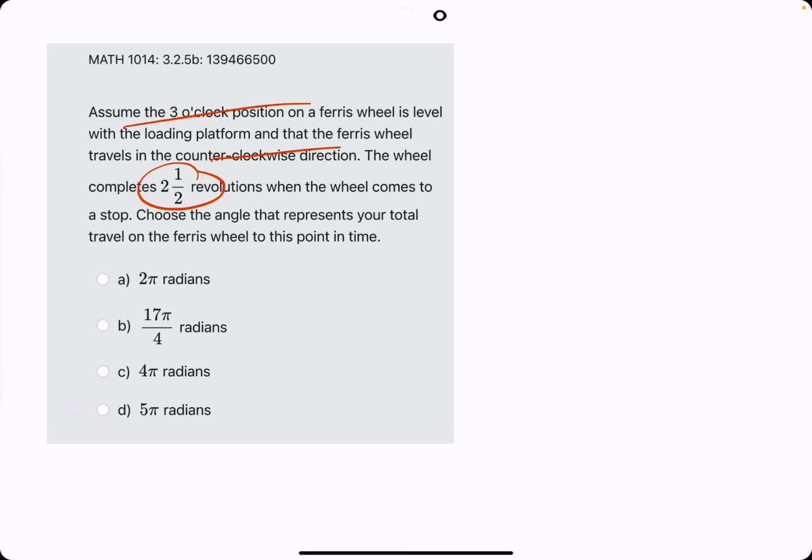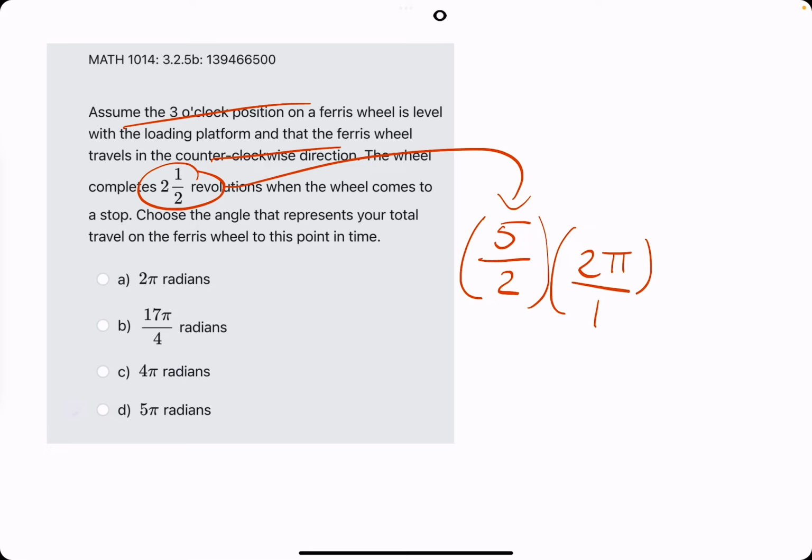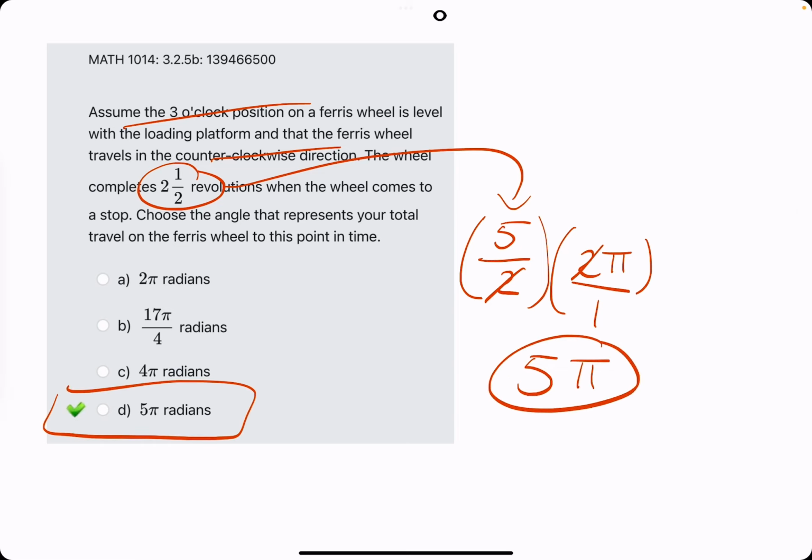Number of revolutions. Let's convert that to just a single fraction here. 2 times 2 is 4, plus 1 is 5. And we leave that over 2. And then we multiply the number of revolutions by the radians in a single revolution. And we can multiply across, or we can simplify first. 2 divided by 2, the 2's cancel, and we're left with just 5 pi over 1, or just 5 pi. And that's pretty much it.